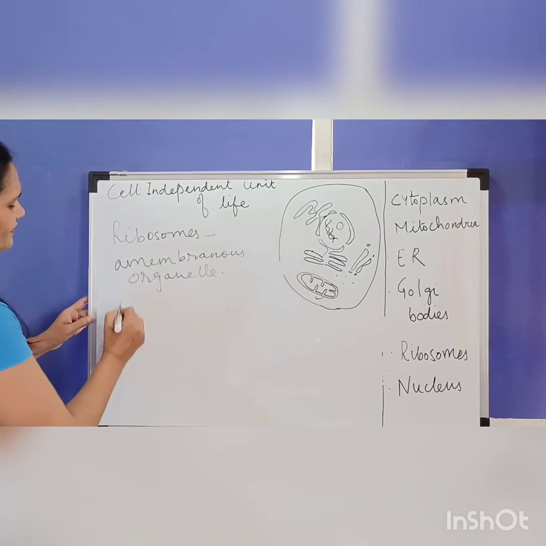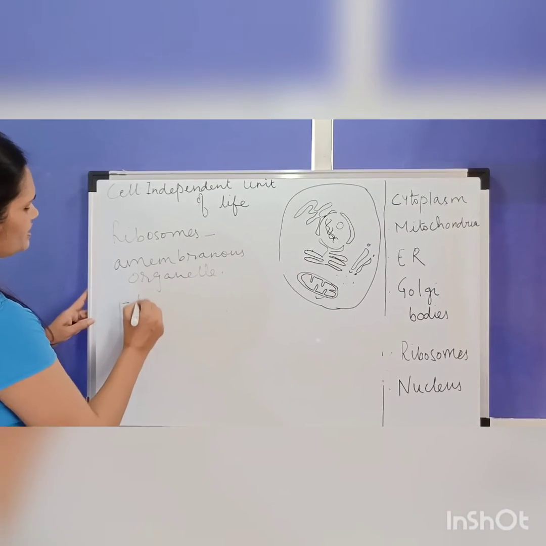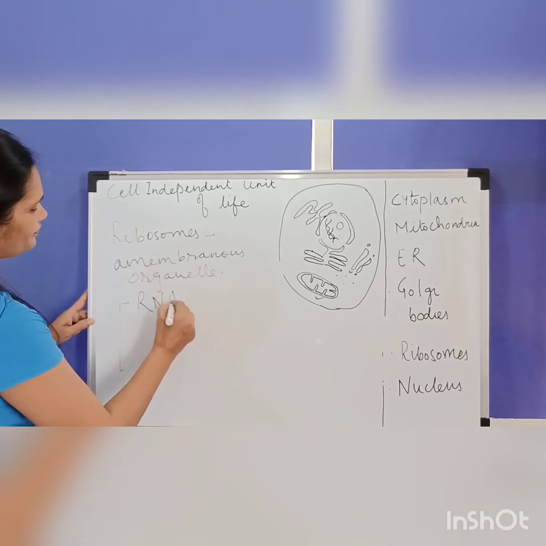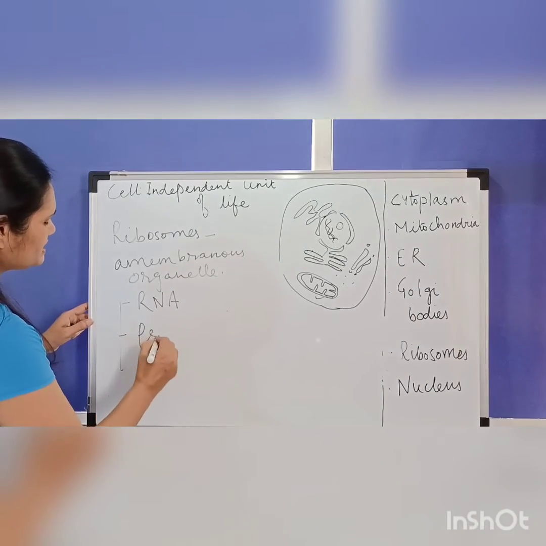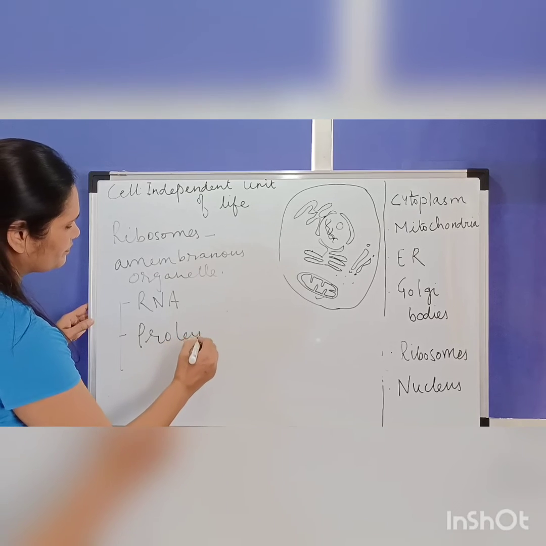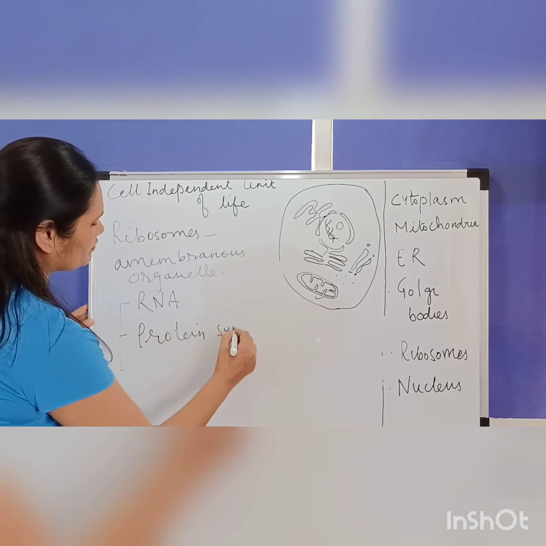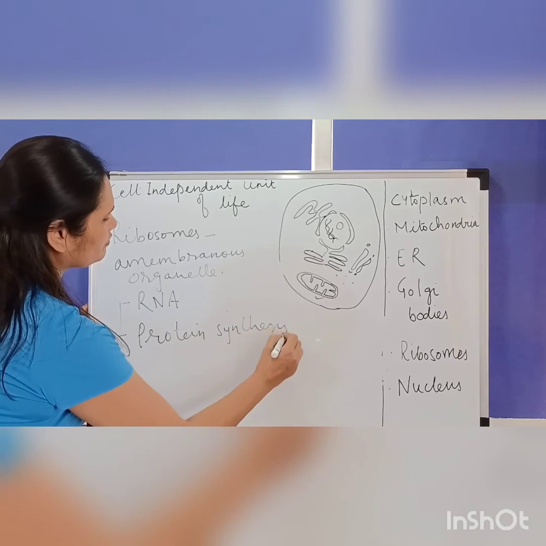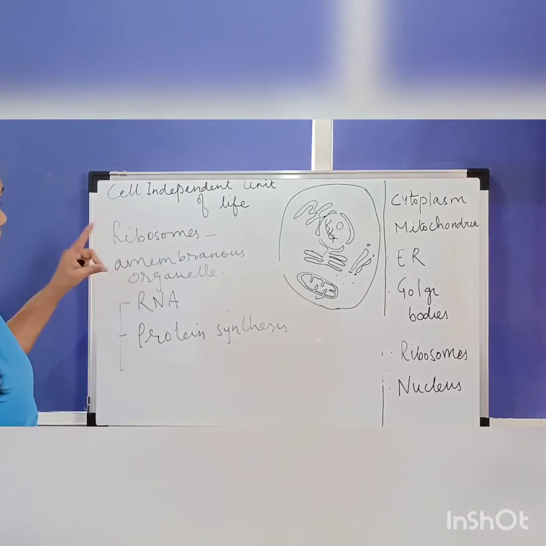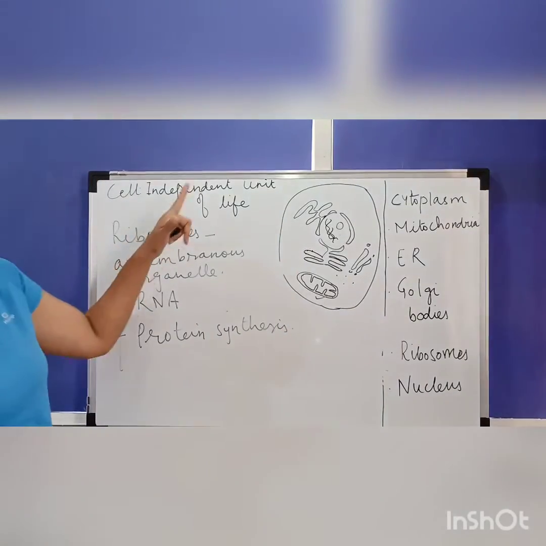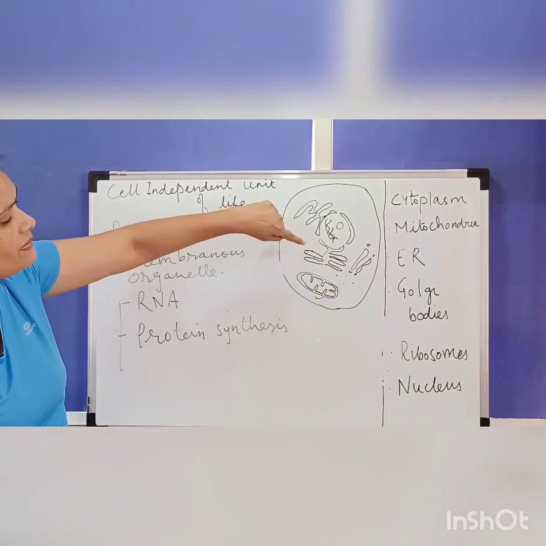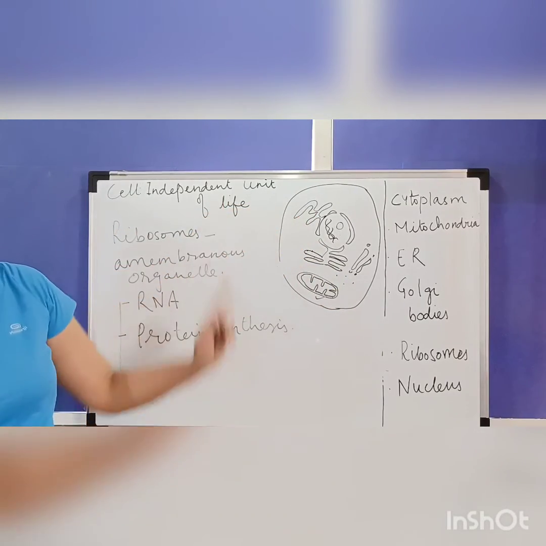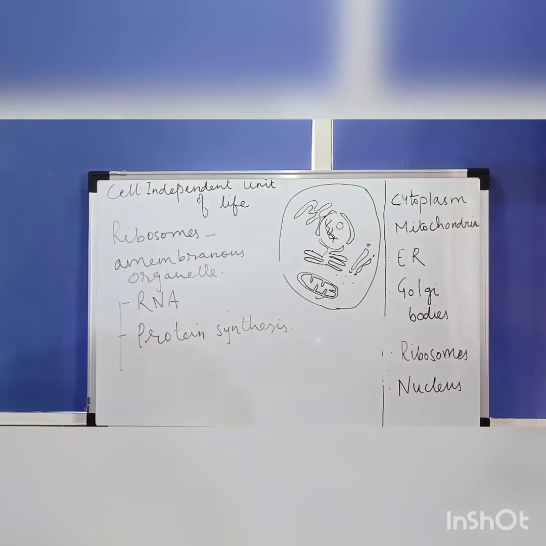Ribosomes are rich in RNA, and they help in protein synthesis. Some ribosomes, as we see here, may be scattered freely, and some are attached to the endoplasmic reticulum.